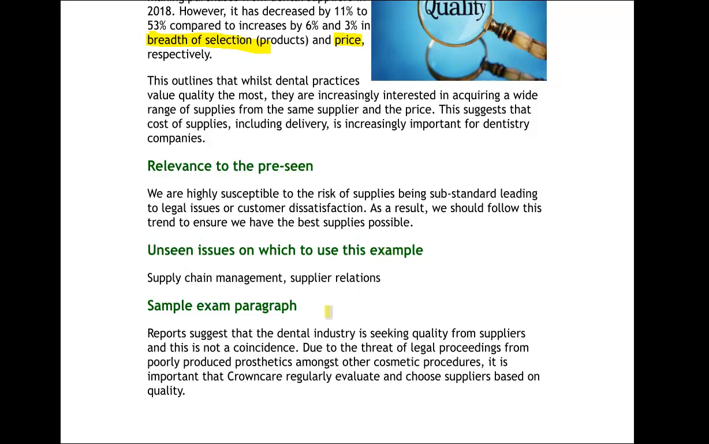So reports suggest the dental industry is seeking quality from suppliers, and this is not a coincidence. Due to the threat of legal proceedings from poorly produced prosthetics, amongst other cosmetic procedures, it is important that Crowncare regularly evaluate and choose suppliers based on quality.